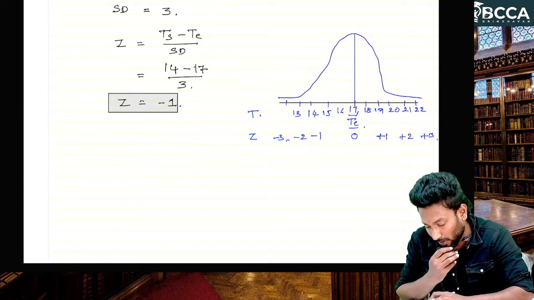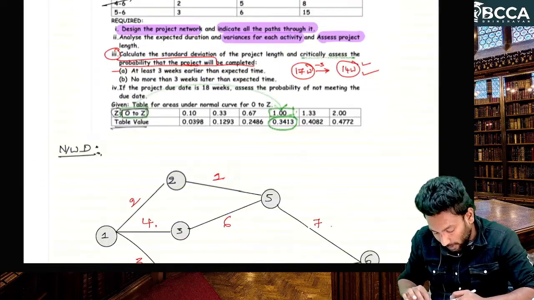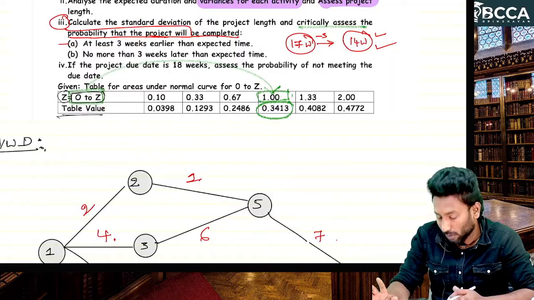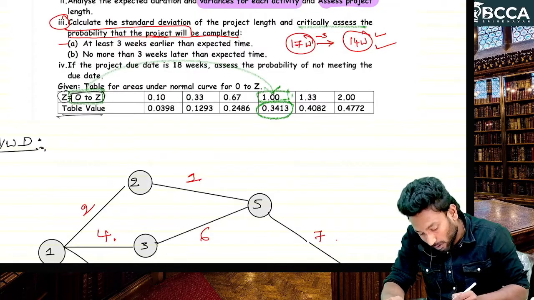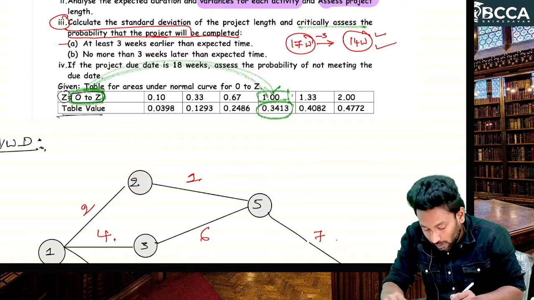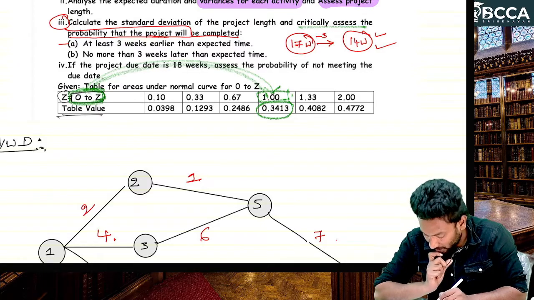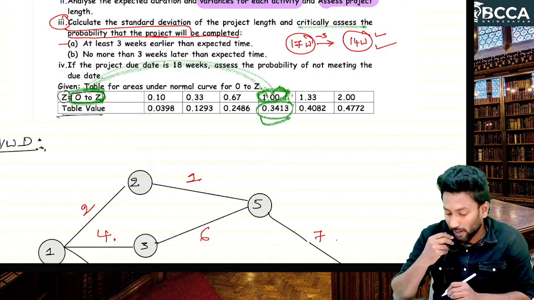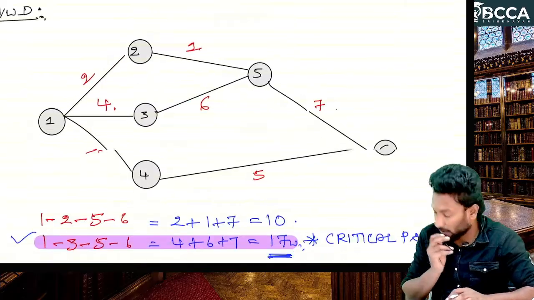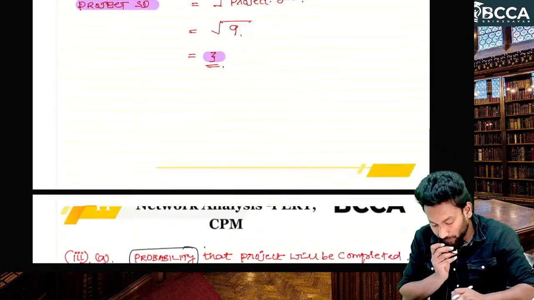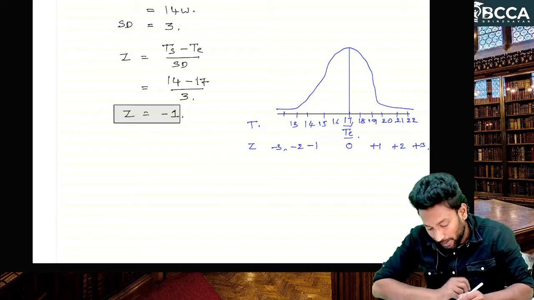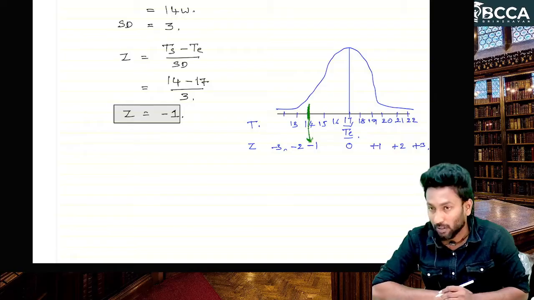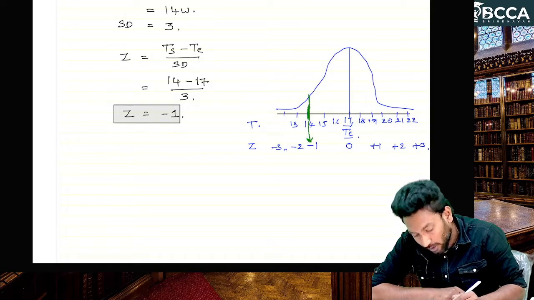Okay, so let's see what is the value of table value at Z equal to minus 1. So go to the question, sir. In question they have given the table. So minus 1 or plus 1, probability is same. If Z equal to 0 to Z, so Z means 0 to Z. If Z value is 1, table value will be 0.3413. So here Z value is minus 1, sir. Minus 1 means at this 14 we got Z value minus 1.